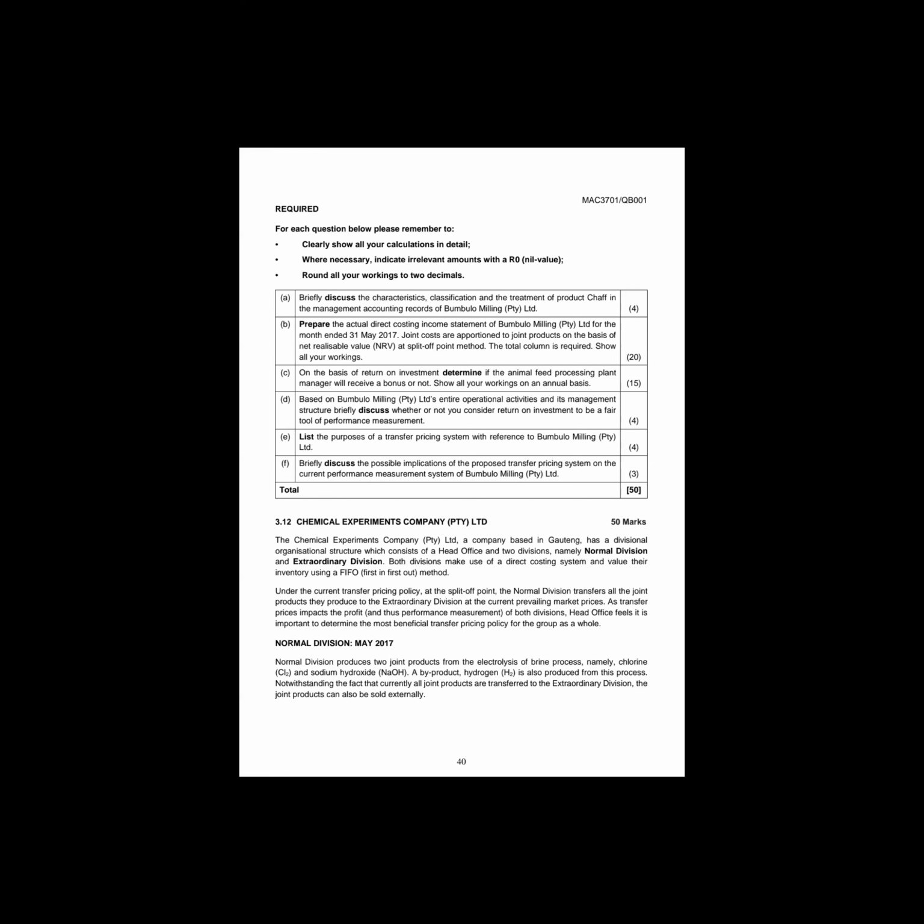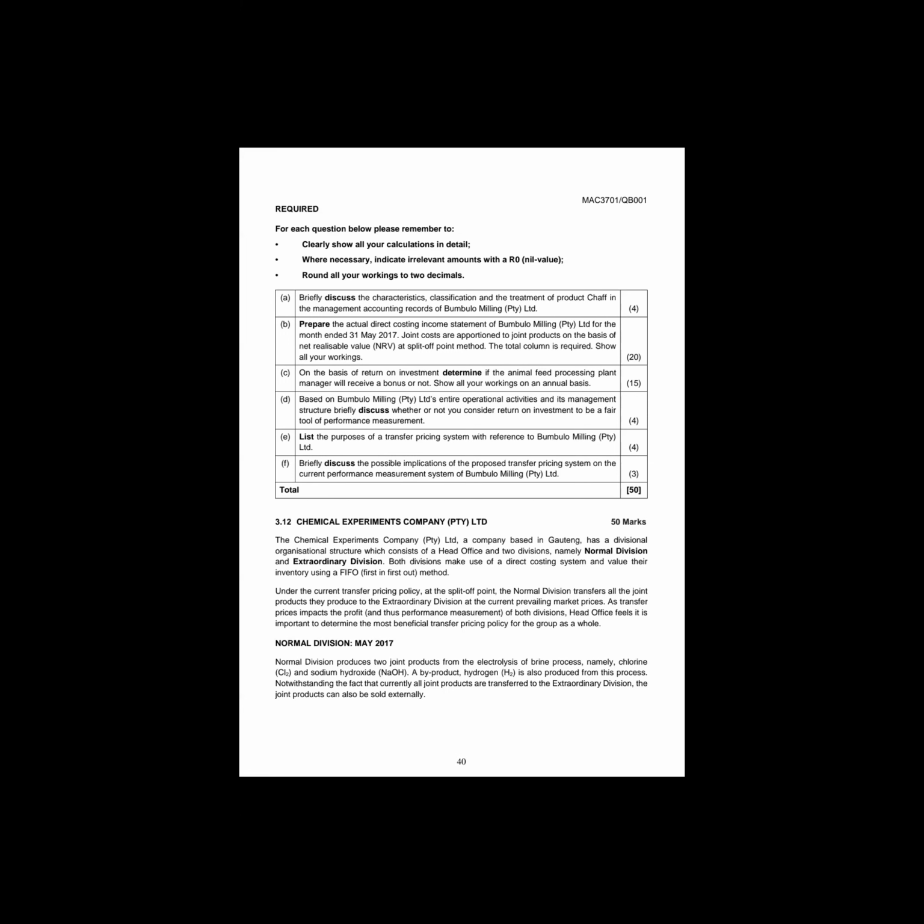And then part B now says, prepare the actual direct costing income statement of Umbulo Milling for the month ended 31 May 2017. Joint costs are apportioned to joint products on the basis of net realizable value at split-off point. The total column is required, show all your working. So this is what I want you to go through now. This is how you will do this one.